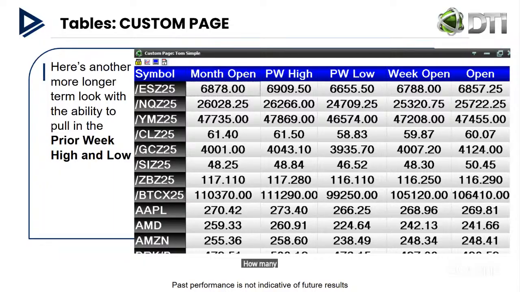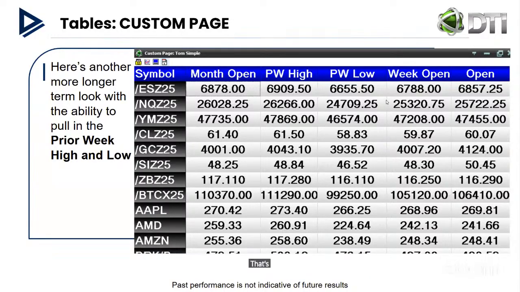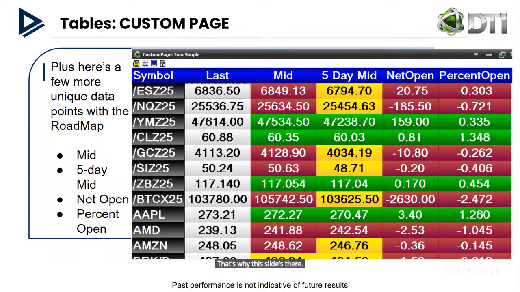How many platforms are bringing the prior week's high and low? Not many that I know of. You can get a 5-day high and low rolling average, I think, on a lot of platforms, but prior week high and low probably can't get much anywhere else. That's why this slide's there. There's your mid, 5-day mid. There's also net open percent and net open, instead of the change or the percent change from the prior day's close. That's also unique to DTI and not most of your platforms.